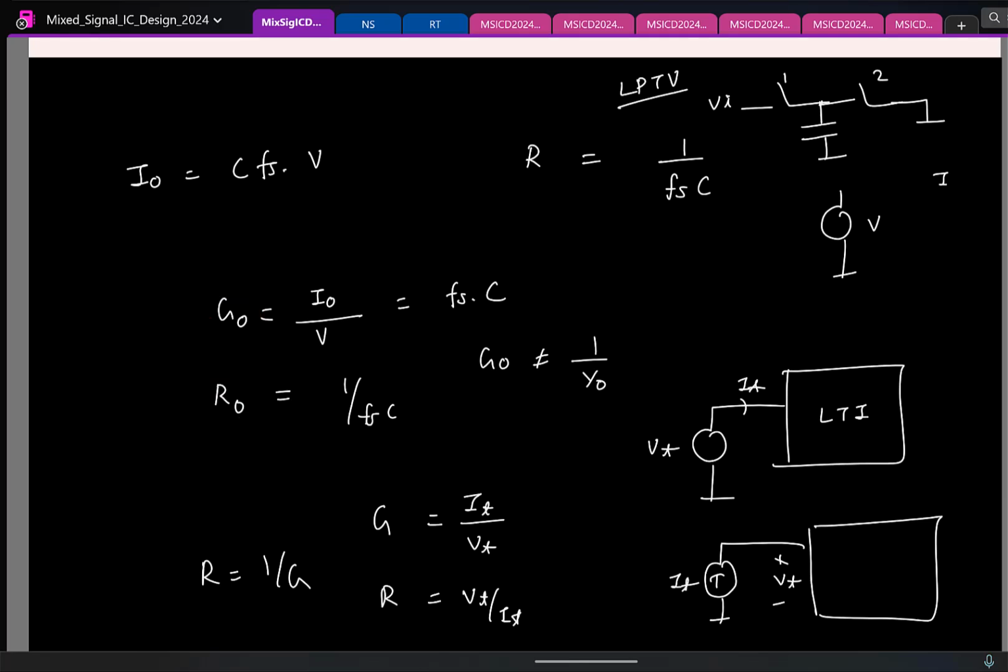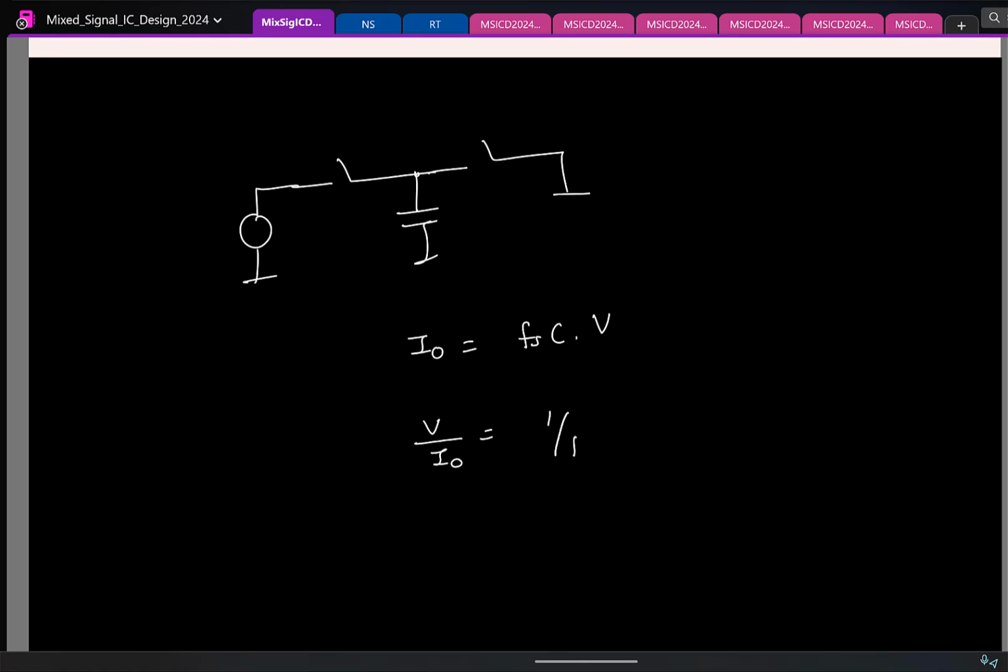So bottom line, if you are driving the switch capacitor with a voltage source like this, then I can say that the DC current is FsC times V. That's all. Now we can define V by I naught as 1 by FsC. That is okay. But don't call this the equivalent looking-in resistance. It's a resistance, but it is not the equivalent resistance. That's a very tricky term to use. So as long as you drive it with a voltage source, you can make this comment. But the moment this changes to a current source, things go completely haywire.